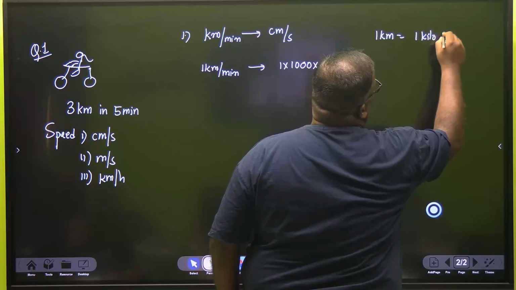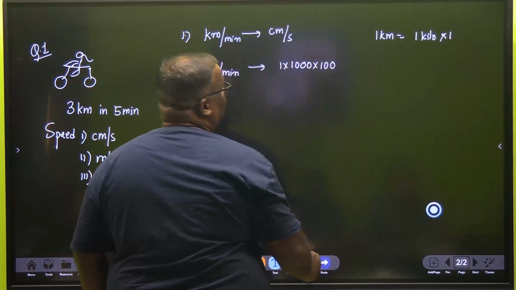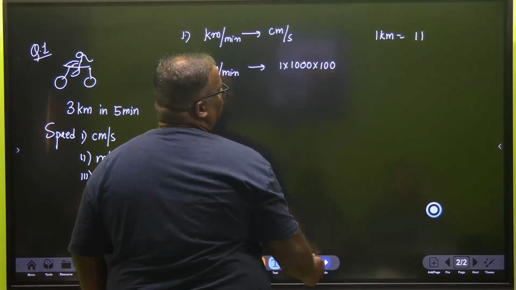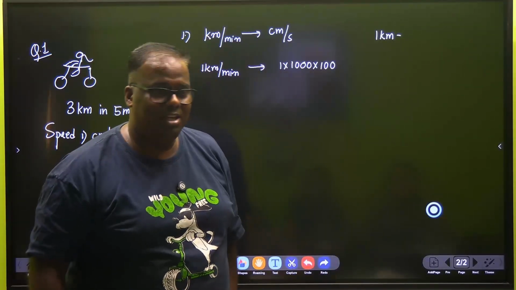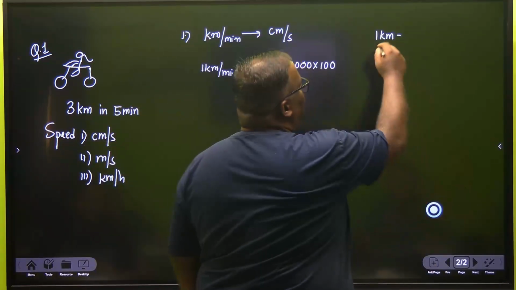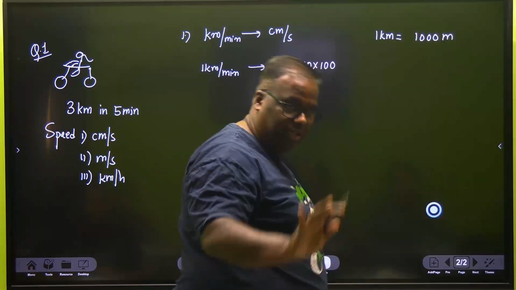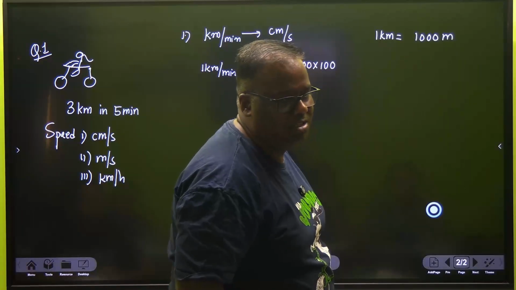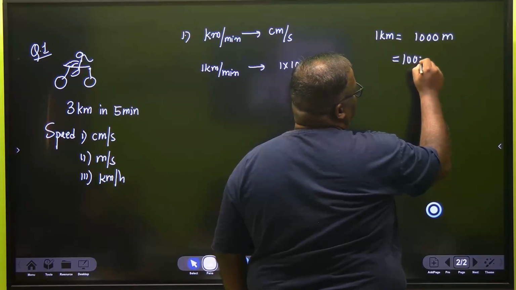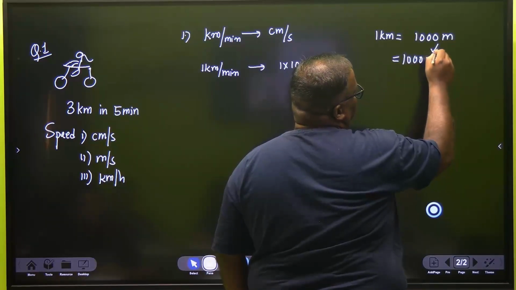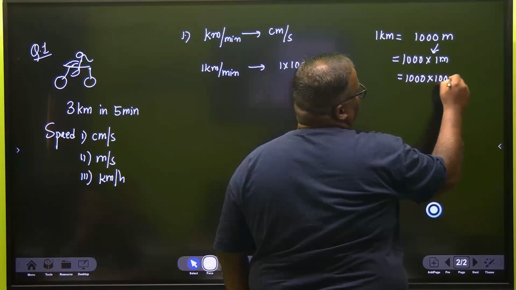1 kilometer is 1 kilo into 1 meter. Kilo means, K means 1,000. Don't you say, what was your watch, how much does his watch cost? 2K. 2K means 2,000. So 1 kilometer you can just write as 1,000 meters. Agreed? Every meter is how many centimeters? 100. You have to be very clear with these. 1,000 into 1 meter. Now split up this 1 meter: 1,000 into 100 centimeters.